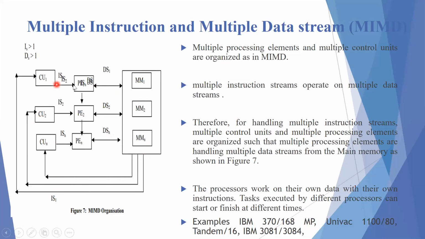Each is connected to processing element 1, processing element 2, and processing element n respectively. Then it's like the total job is divided into n parts, each operated in parallel. Data stream 1 is operated upon by control unit 1 and processing element 1. Data stream 2 is operated upon by processing element 2 with respect to the control signals issued from control unit 2, and data stream n is operated upon by processing element n with respect to the control signals issued by control unit n.